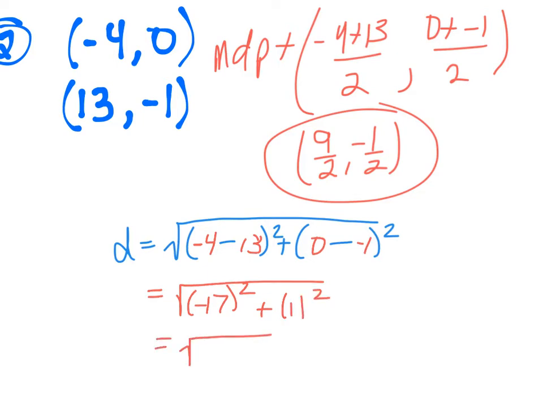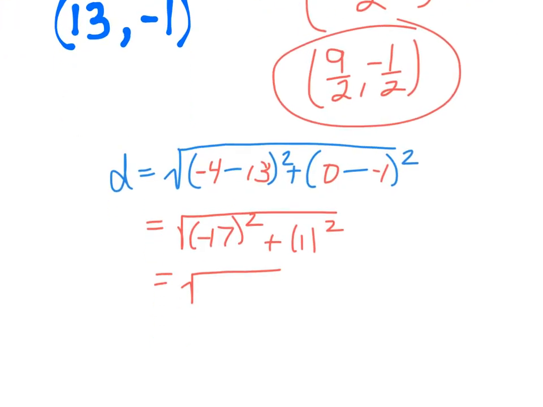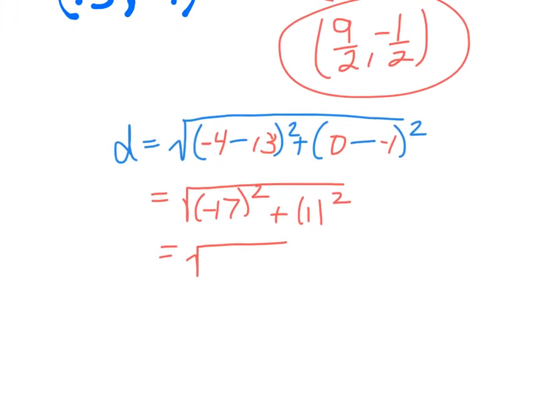Anybody know what 17 squared is? Anybody? This is what a calculator would be for. I'm not going to give you anything this big. What's 17 times 17? Is it 241? Close. 289. Plus 1 gives me 290, right?